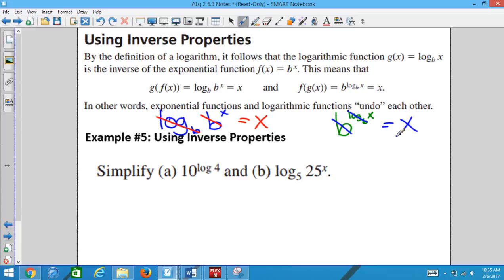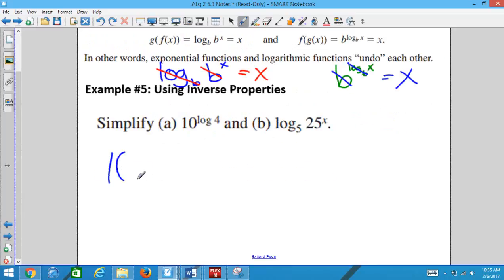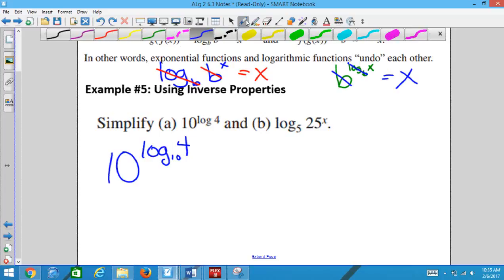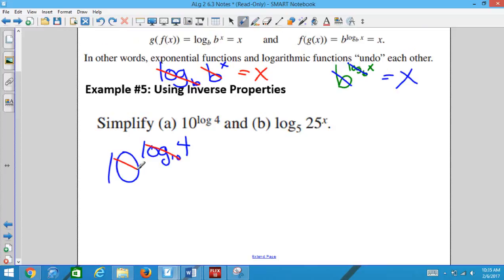So if I'm going to simplify question A, 10 to the log 4. What base is this log? It's not written, but we know it is 10. And if I have 10 for my base, and then in my exponent I have log base 10, these cancel each other out. What is the answer to question A?